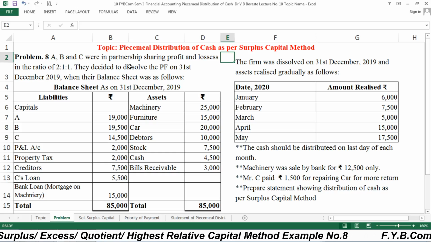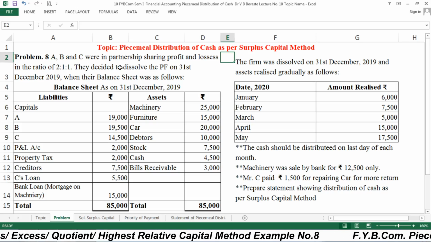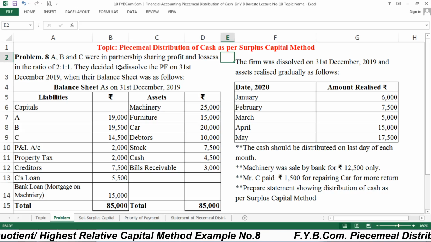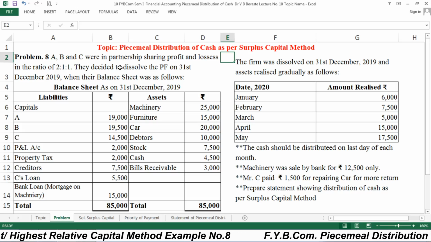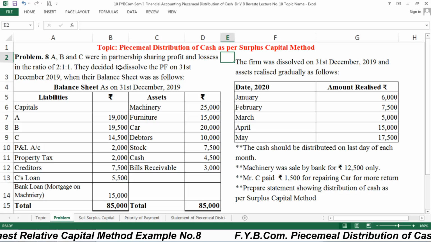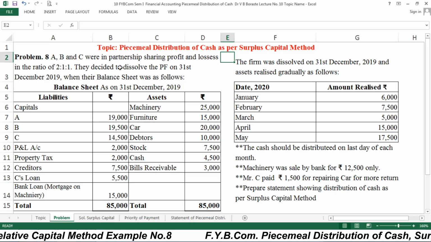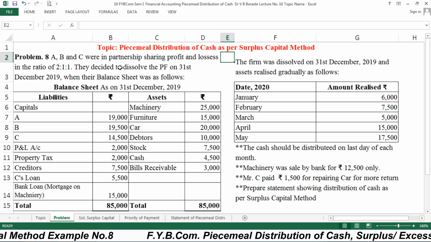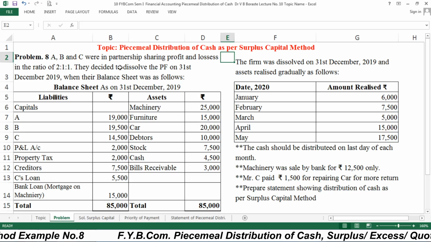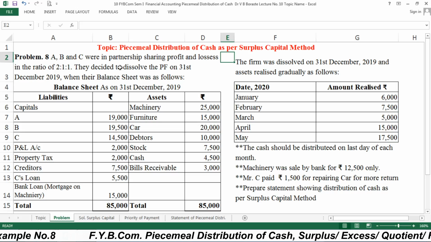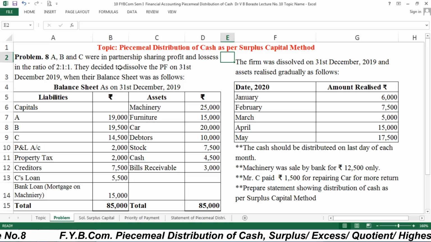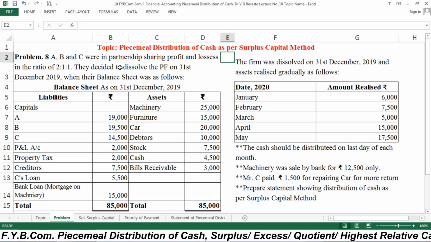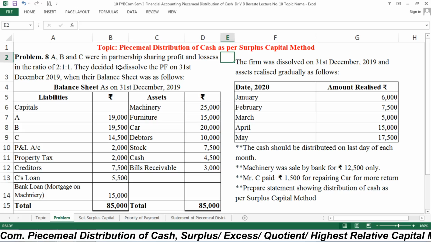So here is the practical example number 8 of piecemeal distribution of cash as per the surplus capital method. You can take a screenshot of this example or you may write it down in your notebook for better understanding. First of all, I will discuss the example. Then I will explain how to solve it by using the surplus capital method. And finally, I will explain how to pay the cash to the liability holders in their due order, that is, as per the priority of payment.